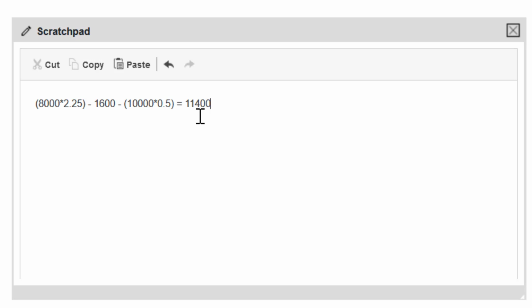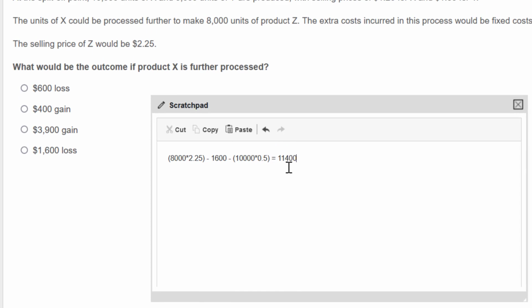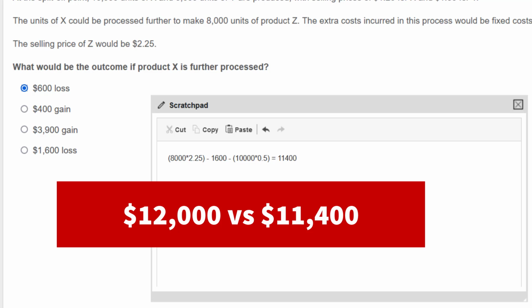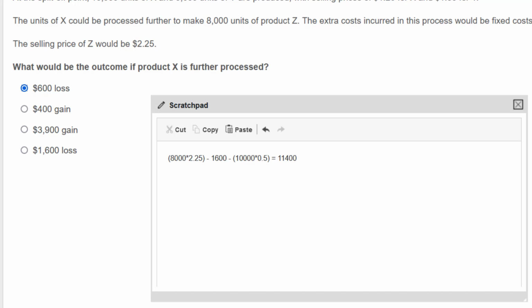Well, right now we could earn 12,000 if we did nothing, okay? So it's a loss. We can cross out options 2 and 3. So we see that the answer is the first one. $600 loss. We get 12,000 if we make X. We get 11,400 if we make Z. So the difference there is a $600 loss. Another relatively tricky one. This might be one to flag and come back after you've scooped up the easy marks.